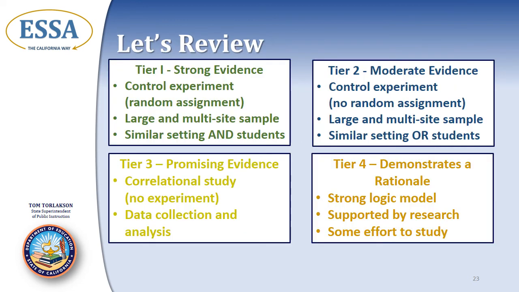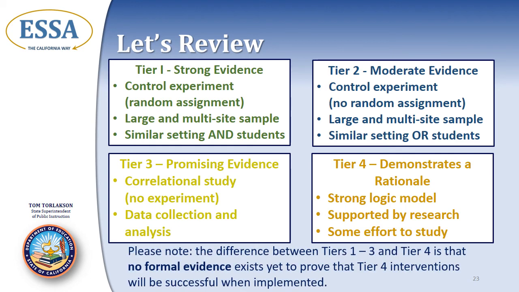These are our 4 tiers of evidence. The difference between tiers 1 through 3 and tier 4 is that no formal evidence exists yet to prove that tier 4 interventions will be successful when implemented. That doesn't mean that they can't or won't be successful, just that they don't yet have the evidence that proves that they will be.